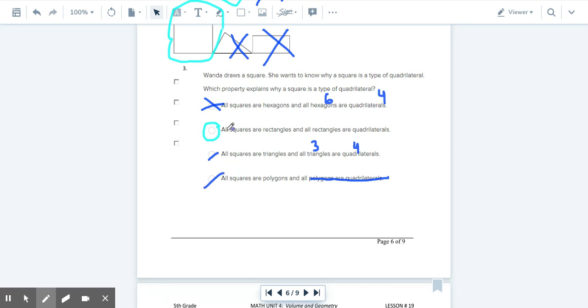The correct answer is all squares are rectangles, and all rectangles are quadrilaterals. Rectangles are a subcategory of quadrilaterals, so all rectangles are quadrilaterals. And squares are a subcategory of rectangles, so squares share the same attributes as rectangles.